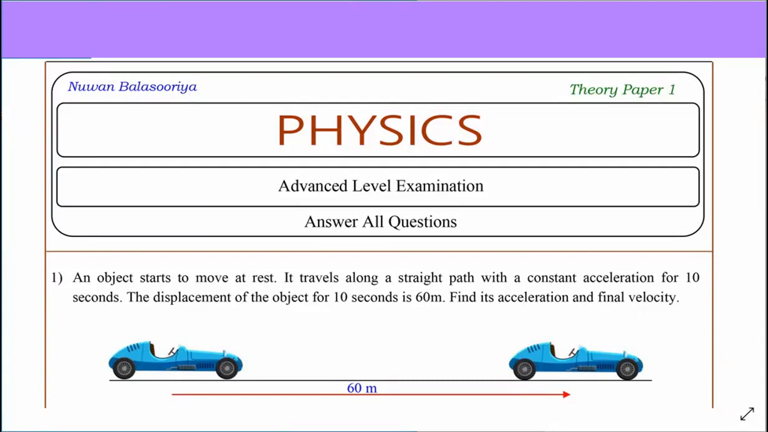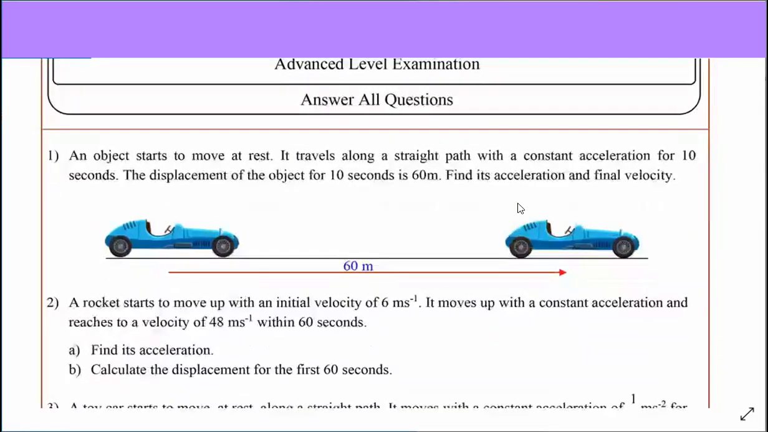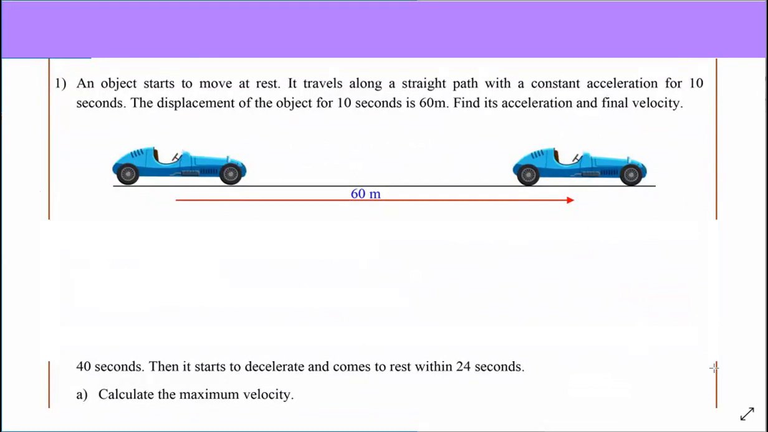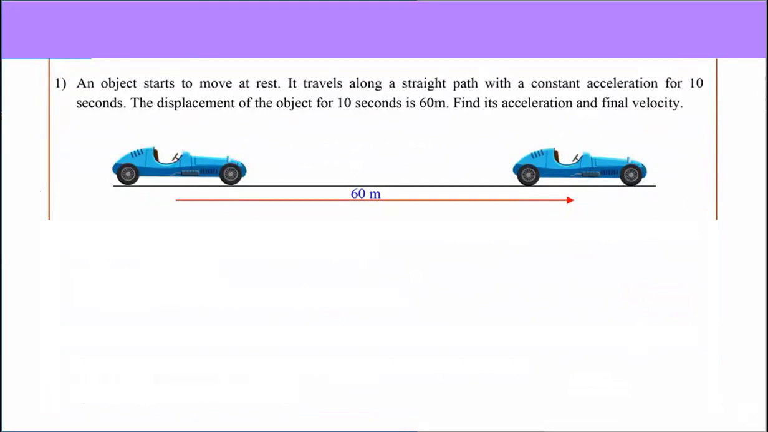Question number 1. The first question of theory paper. An object starts to move from rest along a straight line path with a constant acceleration for 10 seconds. The displacement of the object for 10 seconds is 60 meters. Find its acceleration and final velocity. So the object starts to move from rest and travels with constant acceleration.